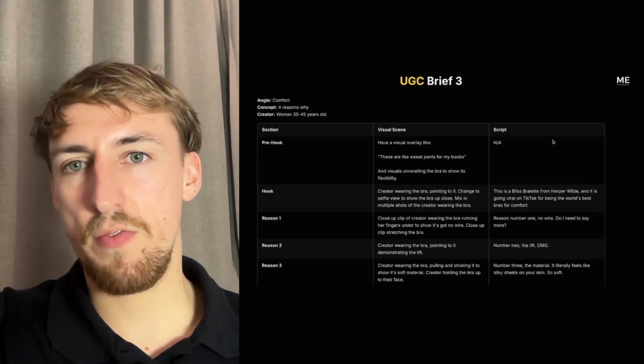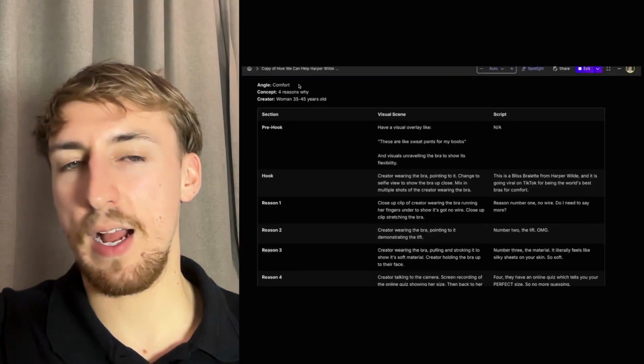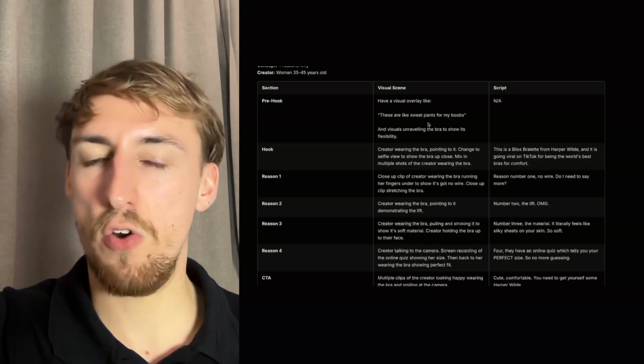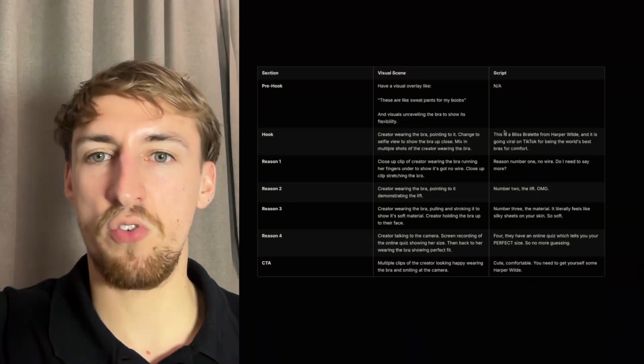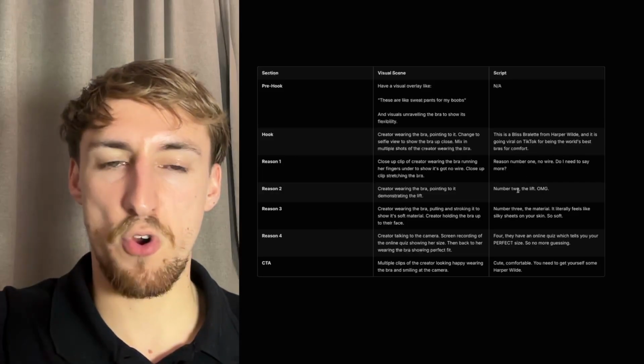Then the final brief is UGC Brief 3, and it's 4 reasons why, and it's going to be talking about the angle of comfort. We've got a pre-hook here where it has a text overlay with no script, and then it goes into the rest of the brief, the rest of the script.